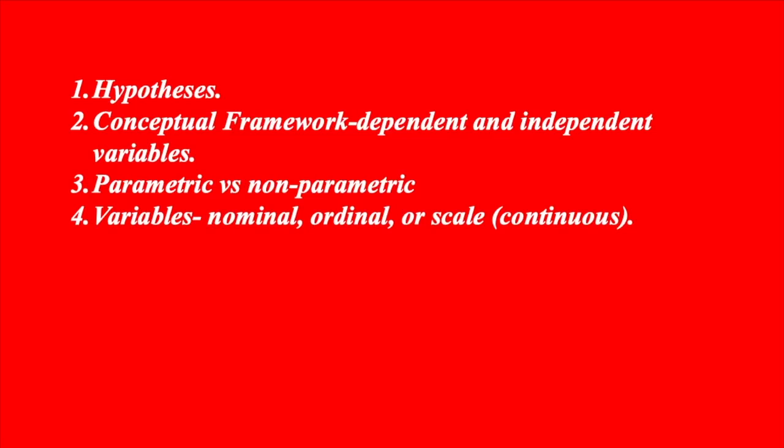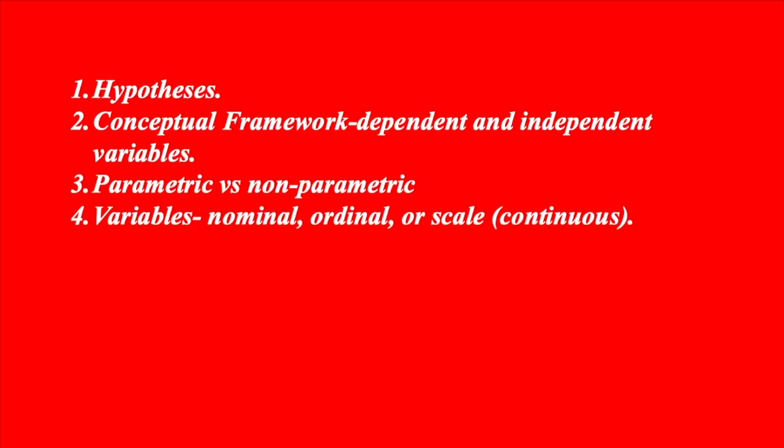So a nominal would be something like a gender, right? The male or female or transgender. And then you have ordinal, which is an order, like excellent, good, average, poor, very poor, something like that. They're in a particular order. And then you have a scale, which is in continuous form.